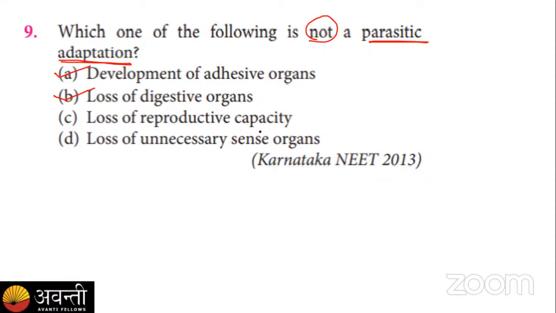For increasing the individuals, right? So the loss of reproductive capacity is the wrong statement. Okay, so we have found the wrong statement, but let's just take a look at the last statement. The loss of unnecessary sense organ, right? Because when they stick to the body of a host, they would not require any sense organ to move here and there, right? So that is why loss of unnecessary sense organ is also a correct statement. So only the third option is incorrect. So yes, we can say it is the correct answer for the question.